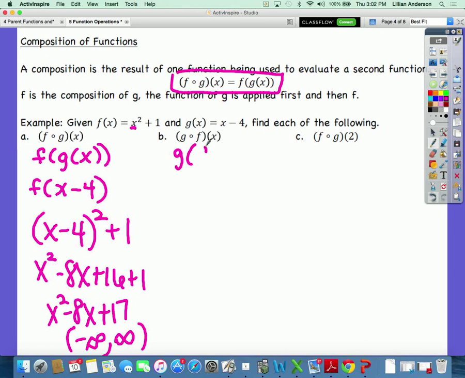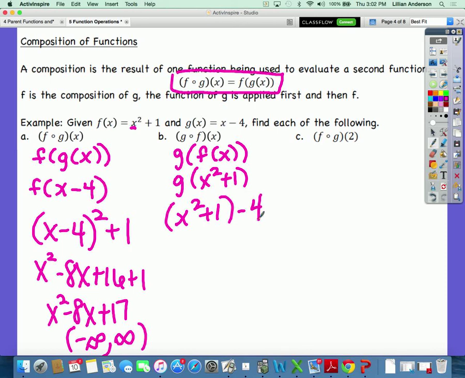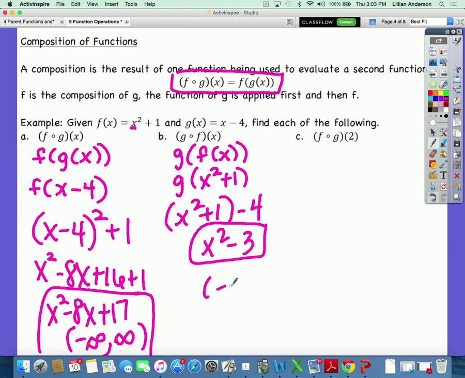The next one. This time, I'm putting f into g. So everywhere I see an x, I'm replacing it with x squared plus 1. I got a minus 4 at the end. Don't forget about those extra pieces. So my answer is going to be x squared. And what's the domain of this? Negative infinity to infinity.